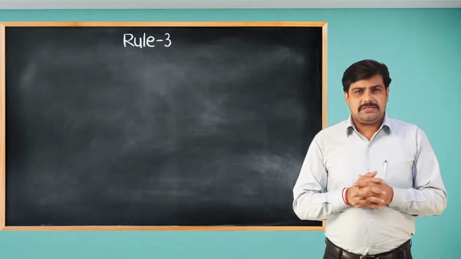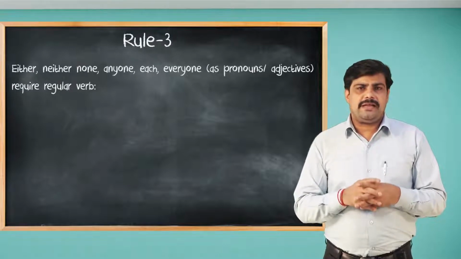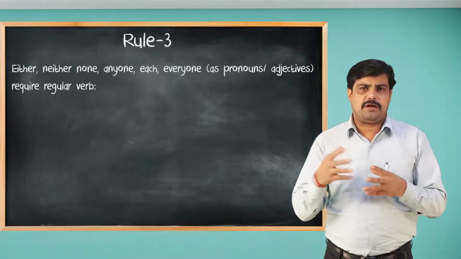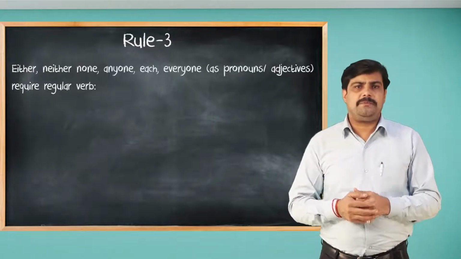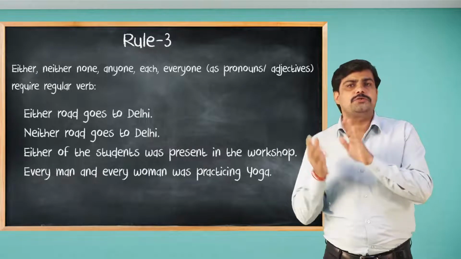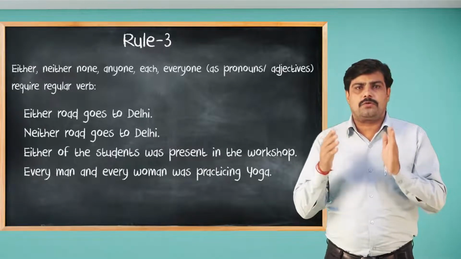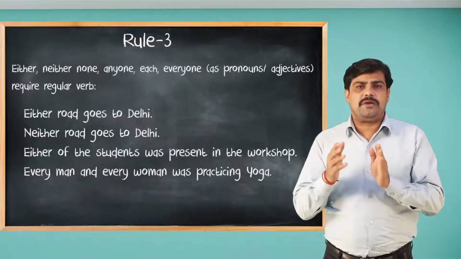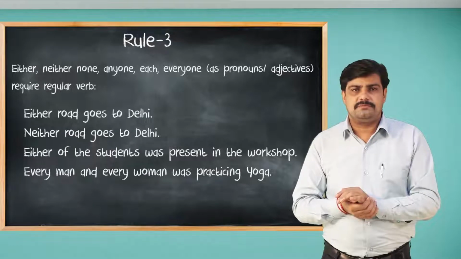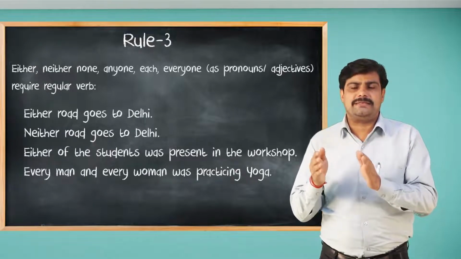Rule number 3: either, neither, none, anyone, each, everyone, as pronouns or adjectives, require singular verbs. For example, either road goes to Delhi. Neither road goes to Delhi. Either of the students was present in the workshop. Every man and every woman was practicing yoga.